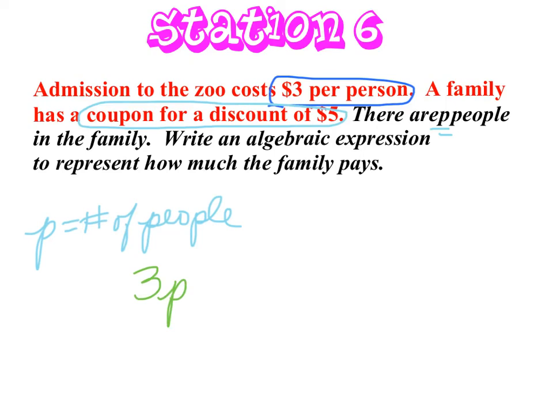But let's think about this. A discount of $5. If you have a discount, you take money off. When you take money off, you subtract. That's why we want to take off the $5. And that is your algebraic expression.